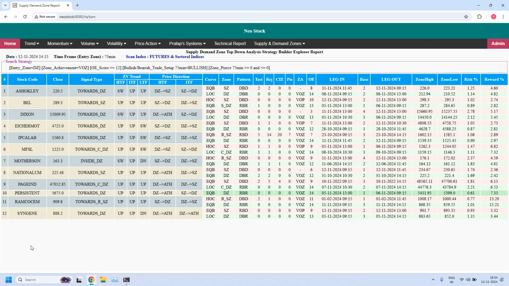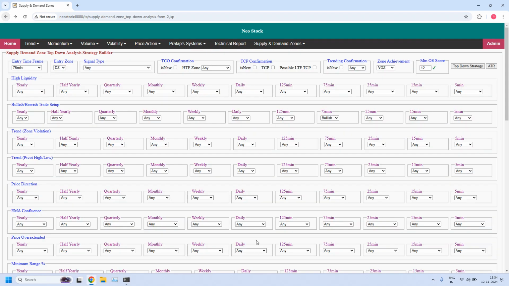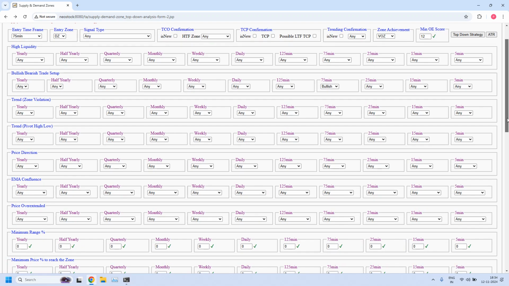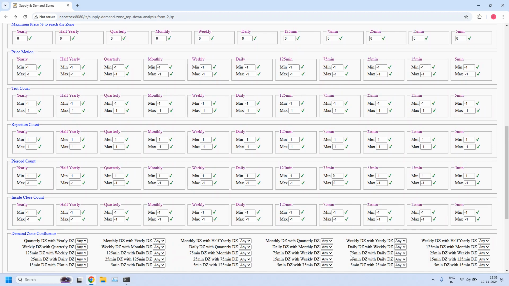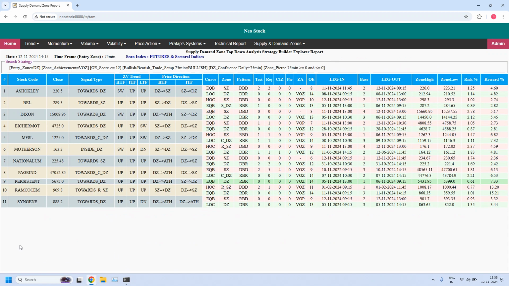So the first filter is based on LTF and ITF demand zone confluence, that is 75 minutes and daily demand zone confluence. The 75 and daily demand zone confluence filter is enabled. With this filter, we got 11 stocks. In all these 11 stocks, the entry time frame 75 minutes demand zone is part of the daily demand zone. They are overlapped with daily.